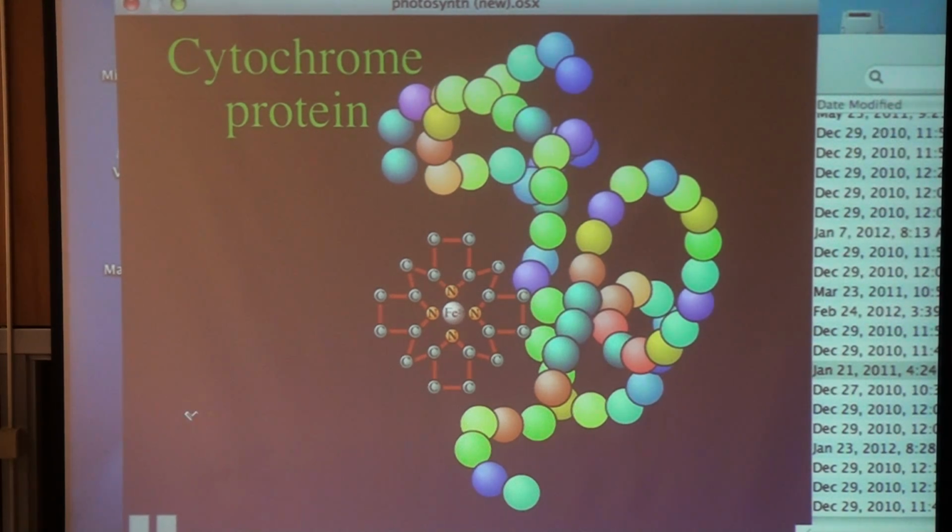There we go. This is called a heme cofactor, and all cytochrome proteins, by definition, have a heme cofactor as part of their structure. We have some cytochrome proteins in our bodies that do various things. Hemoglobin's a good example, the one that carries oxygen, but this is not carrying oxygen, it carries high energy electrons.